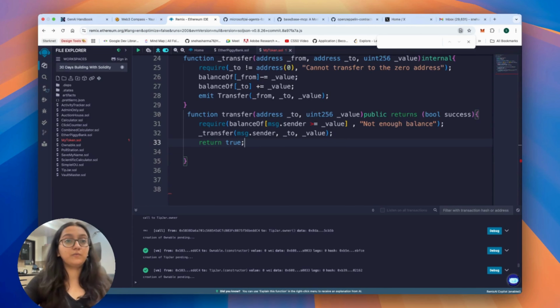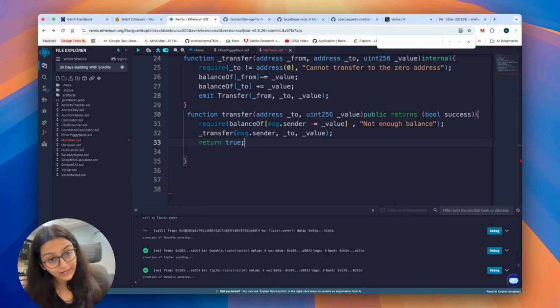So what is it that we're doing? We've done a logic split. First, we're ensuring that msg.sender has enough tokens using the require statement. Then instead of handling the transfer logic here, we're calling an internal function called underscore transfer that performs the actual token movement. I've already explained why we split it.